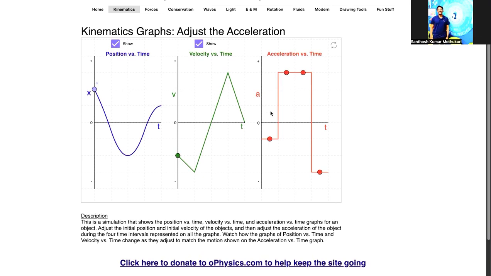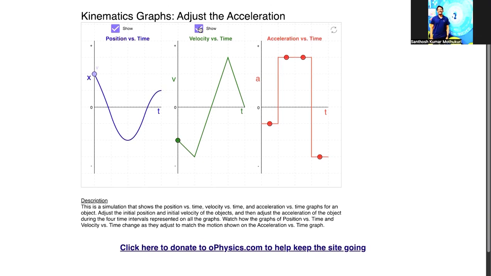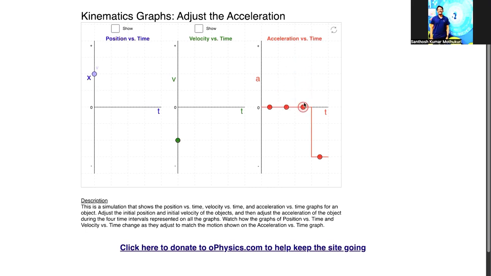So this is a simulation in which you can see the acceleration versus velocity versus time and position versus time in different colors. So let me uncheck these boxes and start from the beginning, the basic, in which there is no change in the acceleration. So there is no change in the acceleration, right? Acceleration is made to zero. So now let us check velocity time graph.